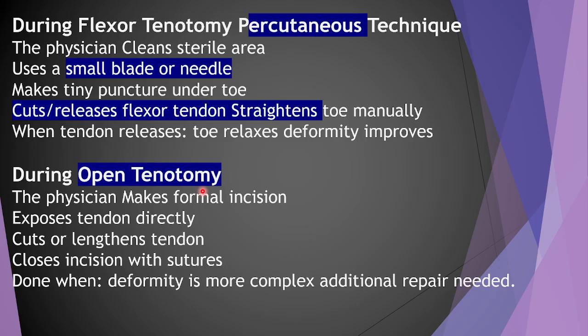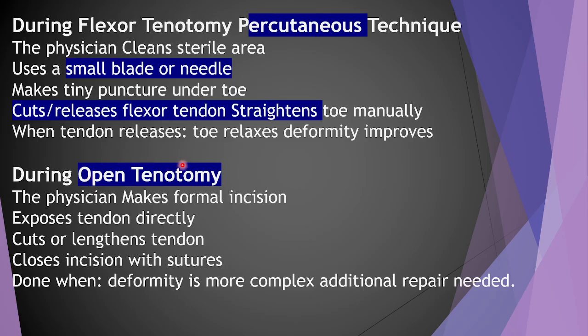Next, in the tenotomy there are two approaches, the percutaneous approach and the open approach. During the flexor tenotomy percutaneous approach, the main key point is that the physician uses a small blade or a needle to make a tiny puncture in the anatomical area, and then releases or cuts the flexor tendon, after which the deformity improves.